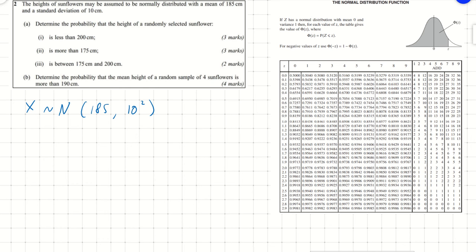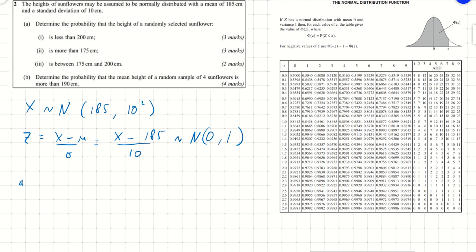Okay, and the key with these questions is that we have to transform into a standard normal. What we can say is that we can define this thing z, which is x minus mu over sigma, standard deviation. So that is x minus 185 over 10, a new variable, and that has the standard normal distribution 0, 1. So now, in order to answer questions, we're going to have to transform all of the questions into questions in terms of z.